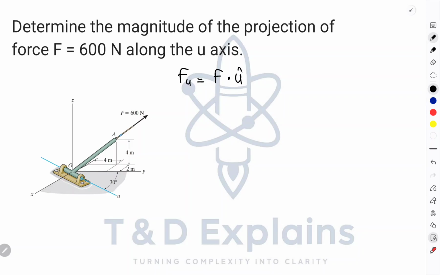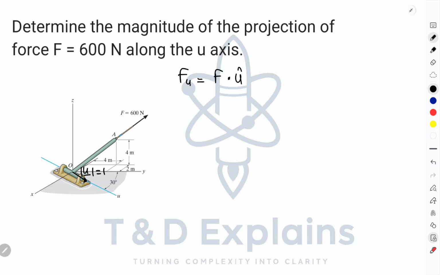I'm going to have my certain U axis. So the U is going to be the unit vector, and we understand that the unit vector has a magnitude of 1. Because it's a vector dot product to be precise, the F needs to be expressed in terms of its components. So what is F?